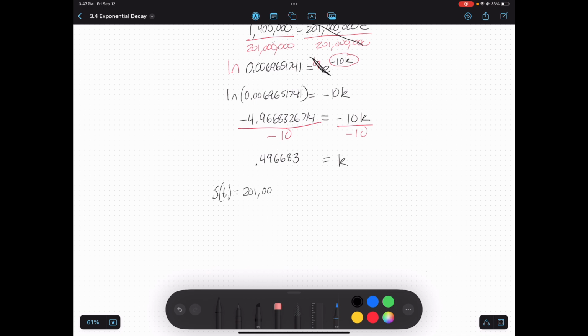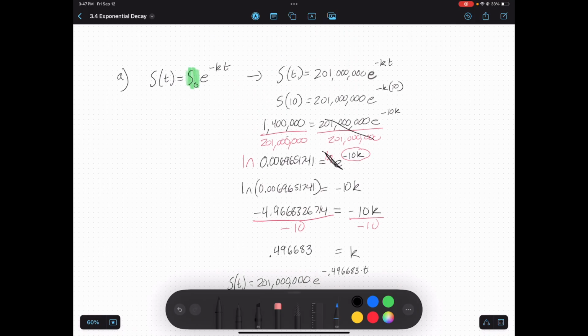So there's my k value, and that lets me rewrite my function as 201 million. Remember, I'm writing out all the zeros, and you'll see why in just a little bit. Times e to the negative. The negative was part of the formula. And then here's my k value. And that's multiplied by t. Very nice. So there's my formula. And so now let's move on.